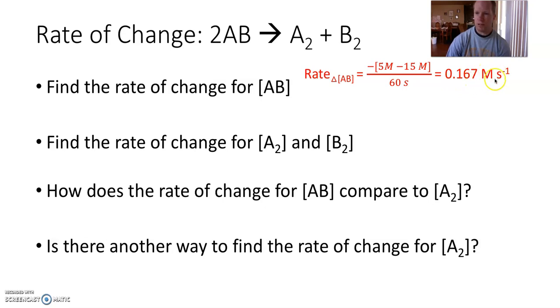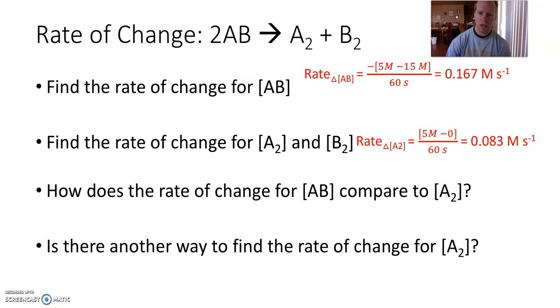0.167 molarity per second, okay? Now, we're going to do the same thing for A2 and B2. If we look back at that last slide, we started at 0 molarity and we ended at 5. That took 60 seconds. So here is our rate of appearance of the products, right?